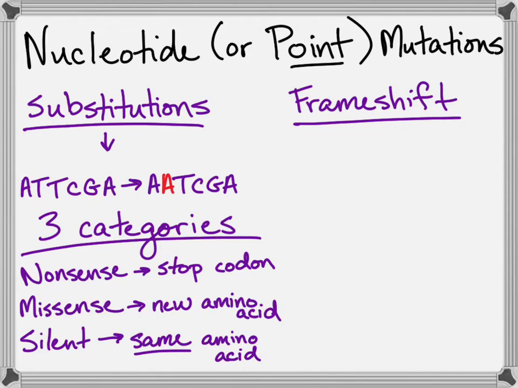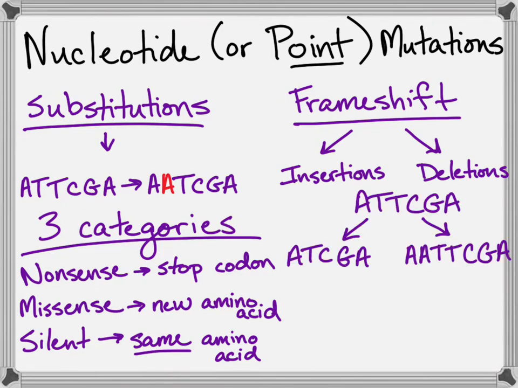On the frameshift mutation side, you can have insertions or deletions. Both of these are going to cause a shift in the reading frame of the codon, and that's why we group them together under frameshift. So here's an example of, and I swapped them, my deletion and my insertion. Let's just take this, move it over here.